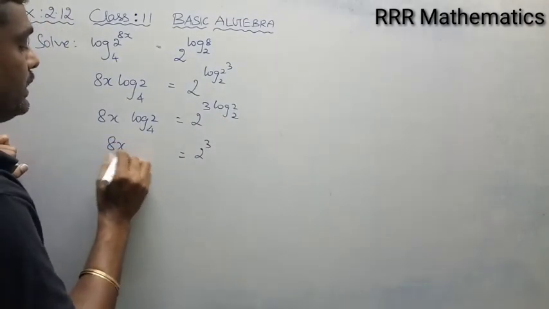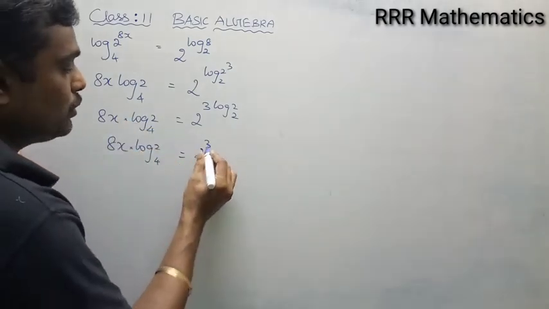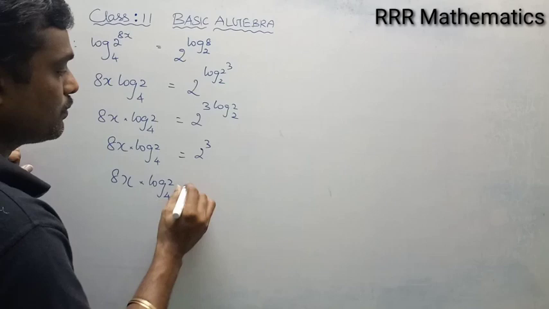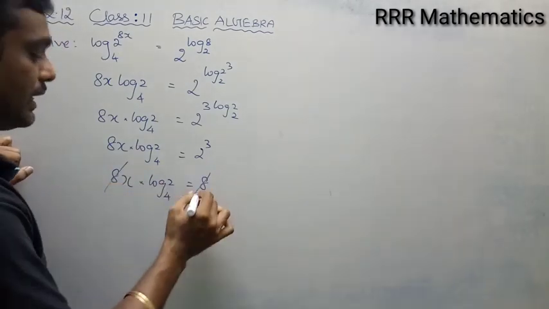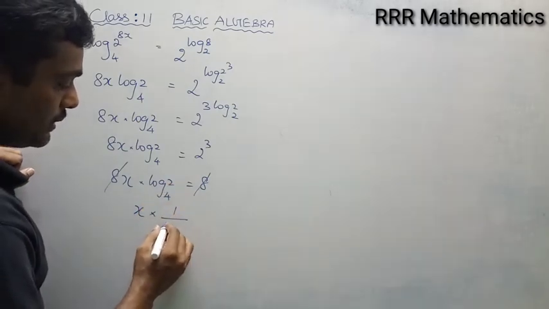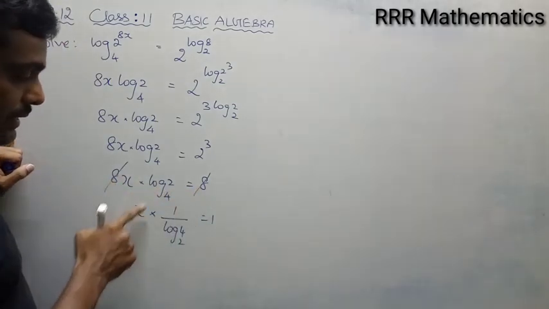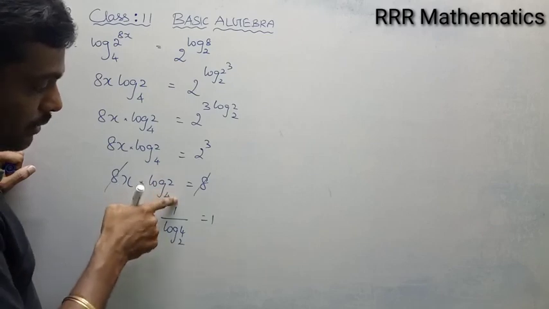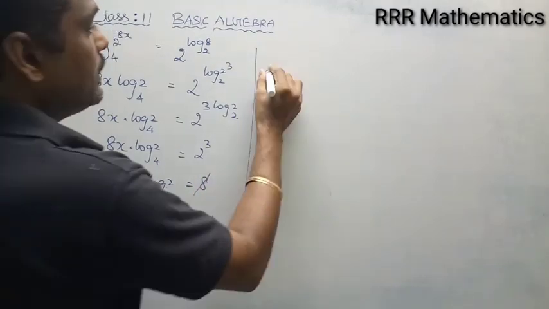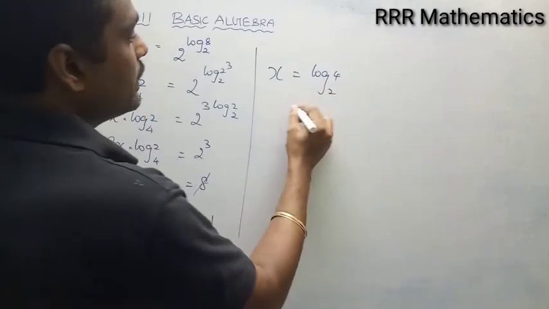Here I have 8x into log 2 base 4. What is 2 cube? Which is 8. Log 2 base 4. Okay, 8 cancel. So x, when you bring into the denominator, it will be log 4 base 2 equal to 1. 8 cancel x. When it comes to the denominator, you want to interchange, log 4 base 2 equal to 1. So x, when you cross multiply, it will come here. Log 4 base 2. Okay, what is this?